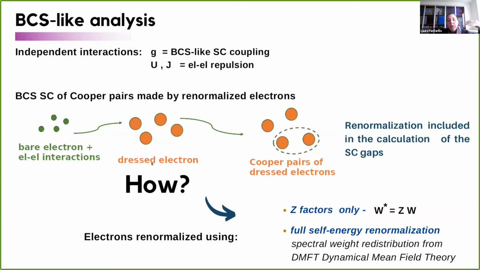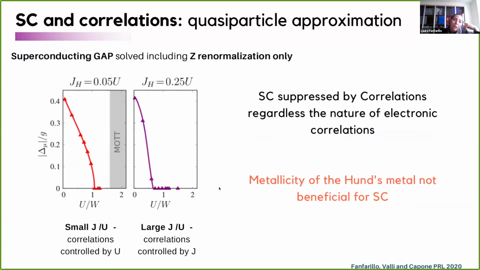You can do the renormalization using only the low energy renormalization of the Z orbitals, so essentially the quasi-particle peak renormalization, or you can use a dynamical mean-field theory study and plug into the analysis the full frequency-dependent self-energy renormalization. What I'm going to show you is the result for the superconducting gap for the low J and for the large J regime. I'm using the same approach, focusing on two cases that have similar U, similar Z, but different values of J.